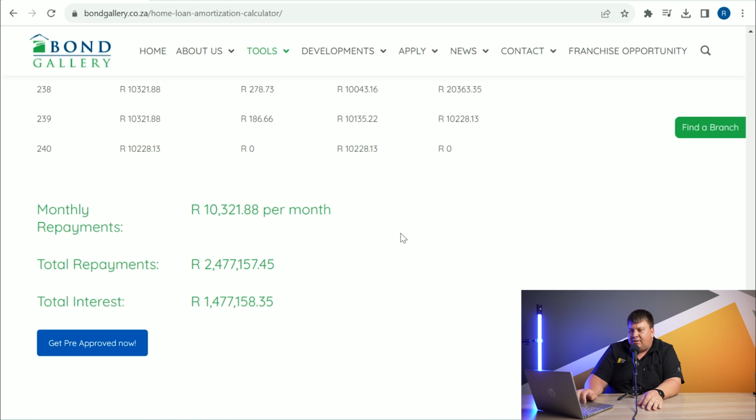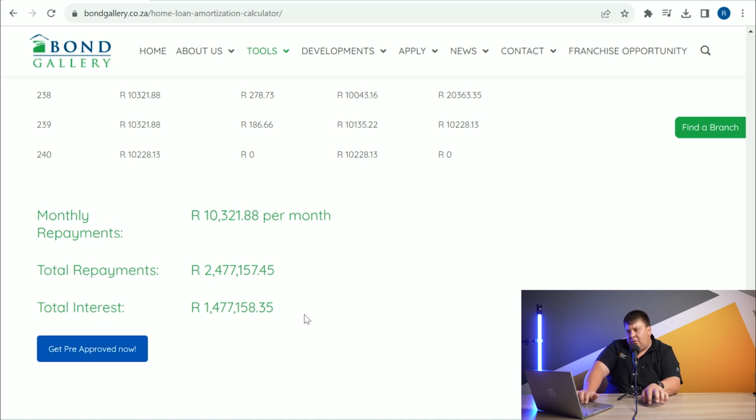To understand what this then means, your monthly repayments were 10,321. The total amount you repaid was 2,477,000, and your interest repayment was 1,477,000. So it cost you 1.477 million to lend the R1,000,000 from the bank.